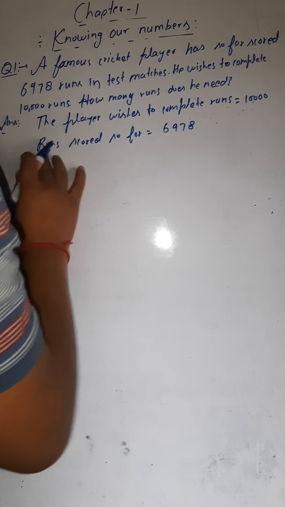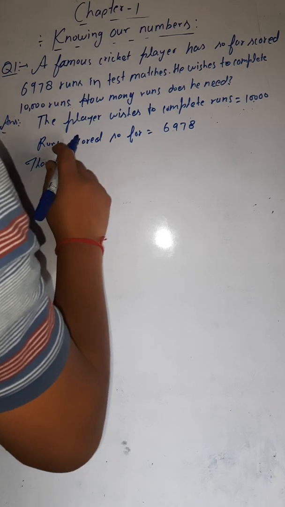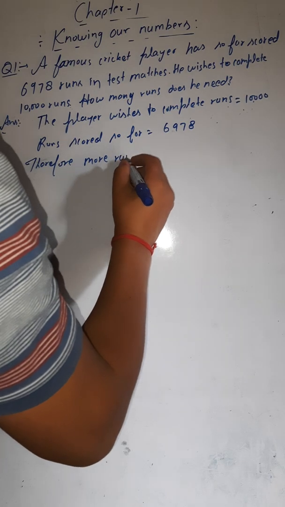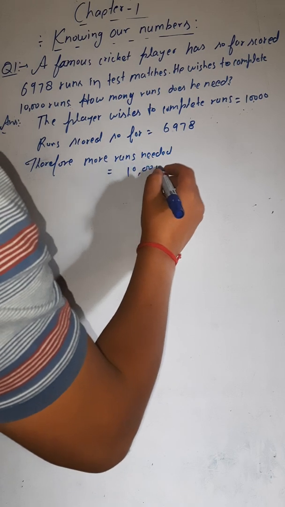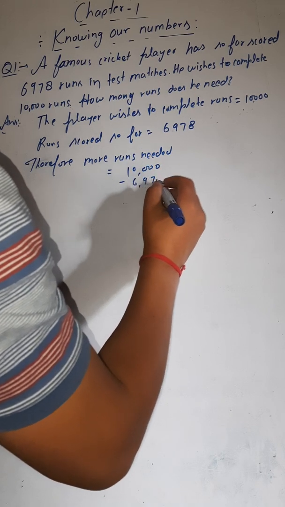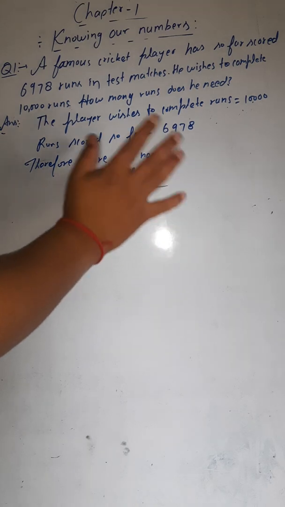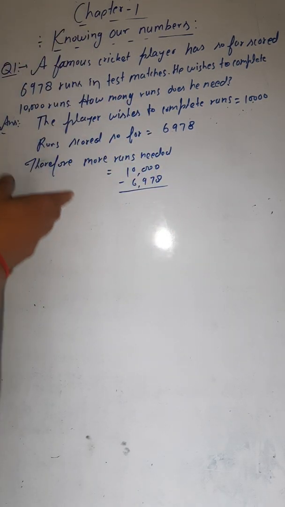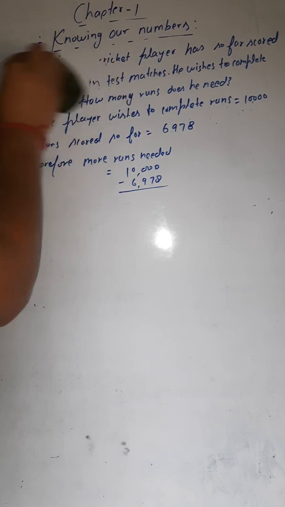So here you write, therefore, more runs needed is equals to, so you are going to subtract this, 10,000 minus 6,978. Whatever comes, that would be your answer. Are you getting this? Yes, this is how you will solve this question. Whatever the answer is, that much more runs the player needs to complete 10,000 runs. So subtract this, you will get your answer. Now we will move to the second question for today.